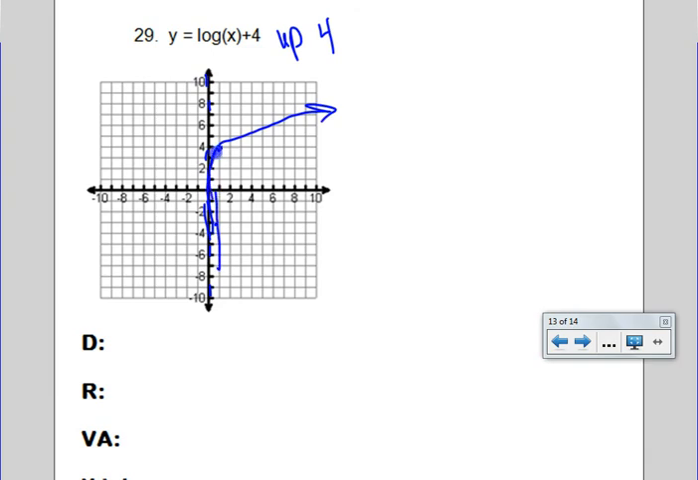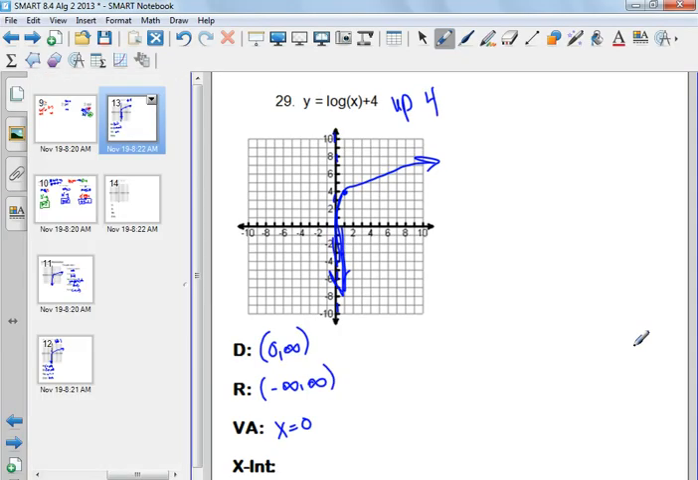Pretend. Now, since it wasn't shifted right or left any, it still has a vertical asymptote at 0. So the domain is still 0 to infinity. The range is always negative infinity to infinity. The vertical asymptote, in this case, is still at x equals 0. And the x-intercept, I'm going to have to get off my calculator because I don't know what that is.